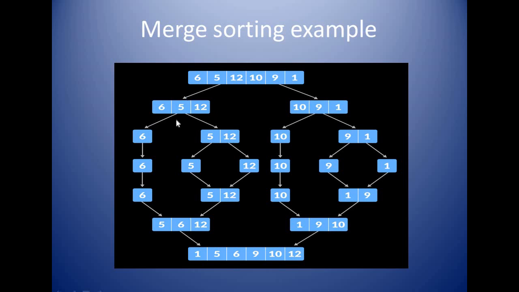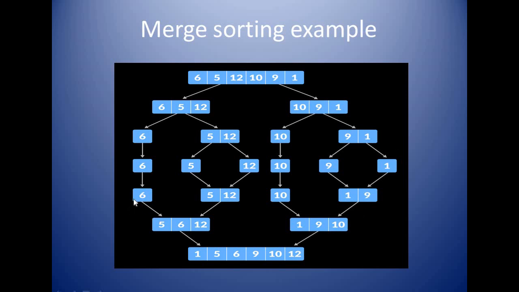Again these three elements are subdivided into modules. 6 is on the left hand side and 5 and 12 will be on the right hand side. With the same procedure, 10 is on the left hand side and 9 and 1 on the right hand side. We can't divide the left hand side element further, so we keep it as 6. The 5 and 12 on the right hand side are subdivided into 5 as one element and 12 as one element. Similarly 10 stays as is, and 9 and 1 are subdivided into separate elements.